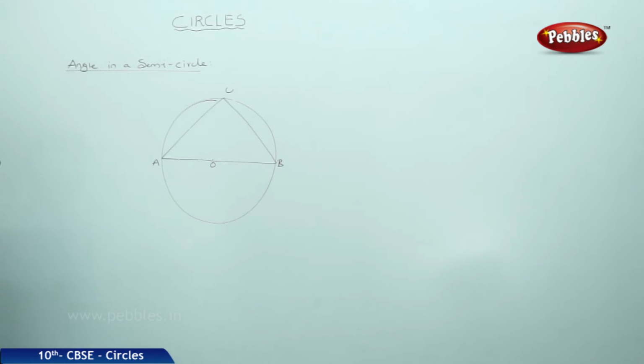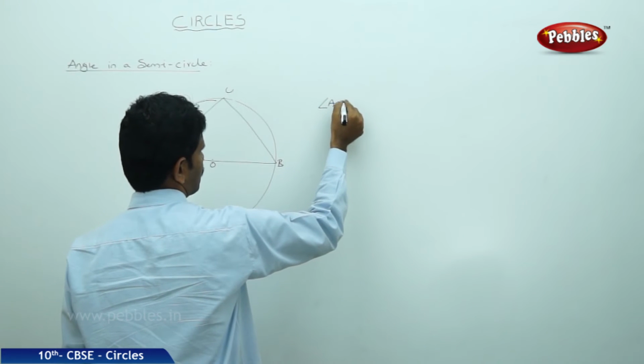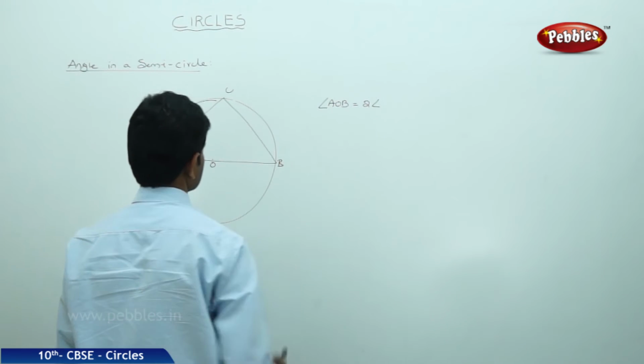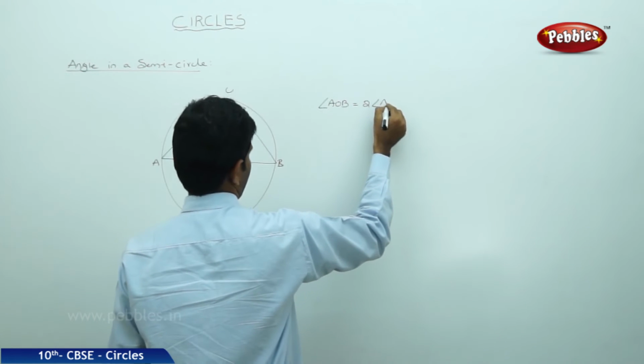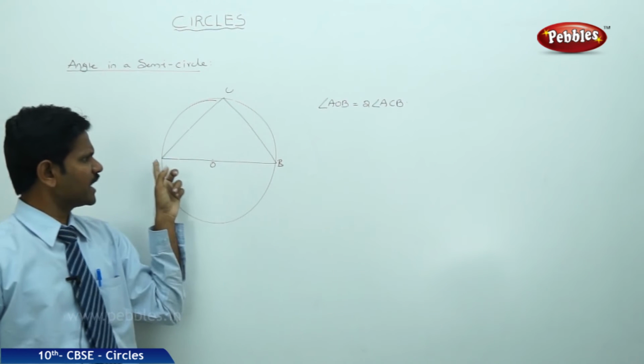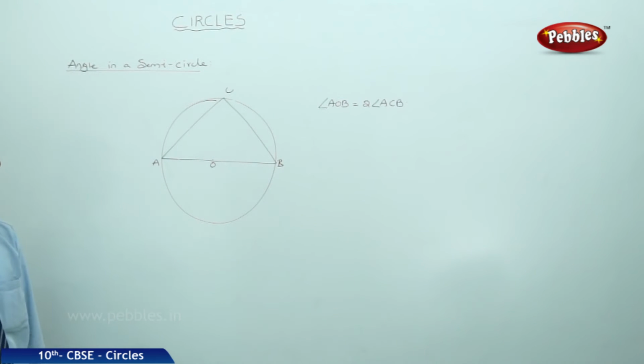Now, from our previous information, angle AOB is 2 times angle ACB. Angle AOB is 2 times angle ACB.